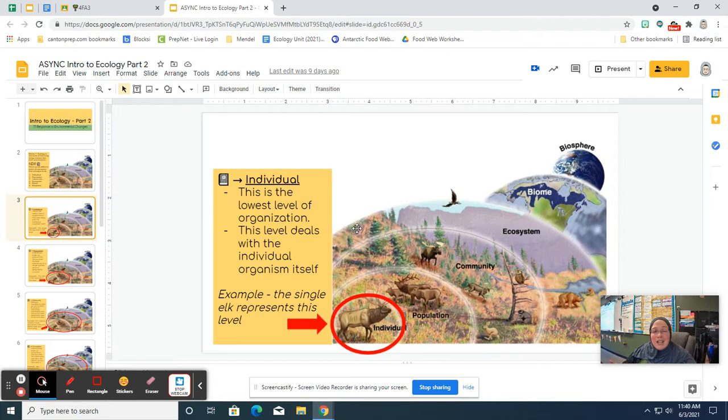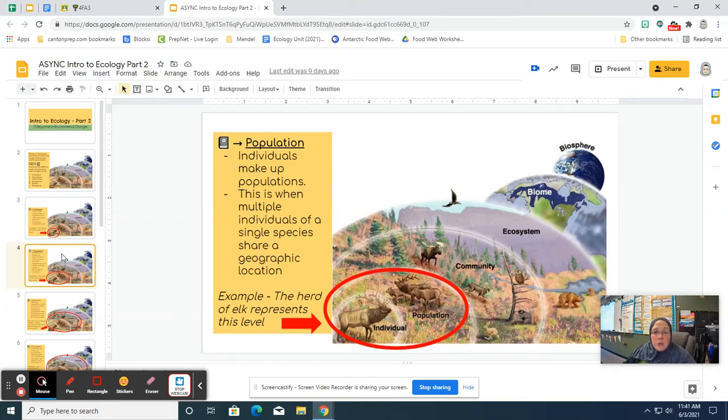Our first level is the individual, right? Lowest level of organization, we're talking about one organism by itself. If we were studying something at the individual level, we might be tracking an elk through its range. We might be looking at samples of the elk to look at its health, maybe tranquilizing the elk to take different measurements and health measurements. Again, individual, we're looking at one individual organism.